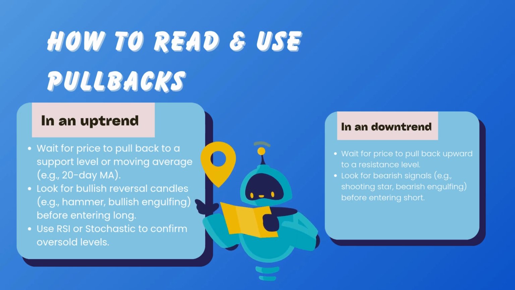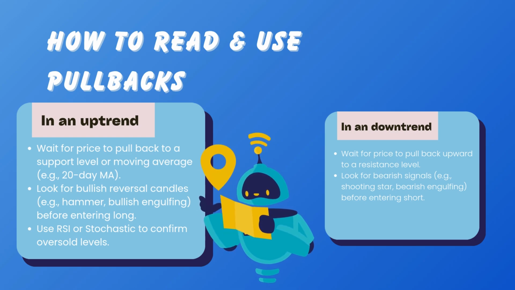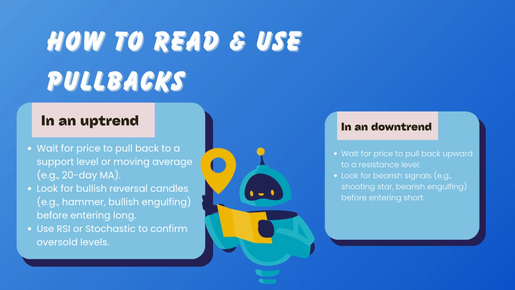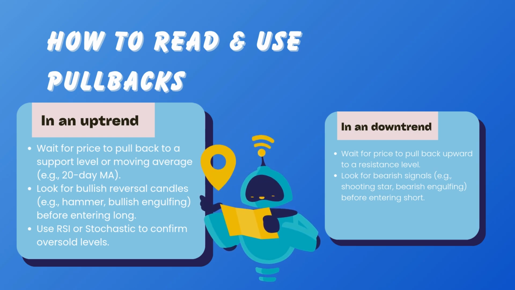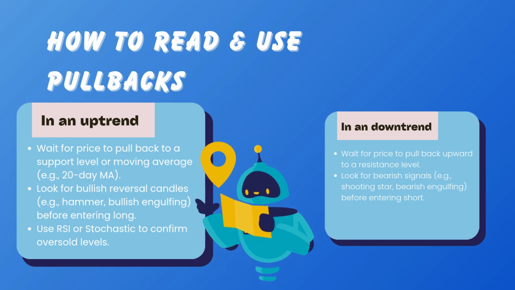Once the price reaches that zone, traders should look for bullish reversal candlestick patterns, such as a hammer or bullish engulfing candle, to confirm entry. Additionally, using indicators like RSI or stochastic to check for oversold levels can further confirm the setup.